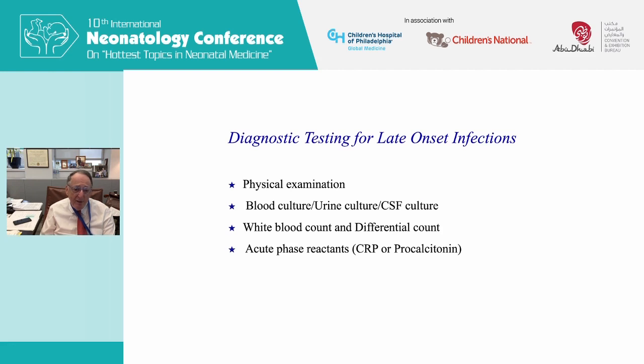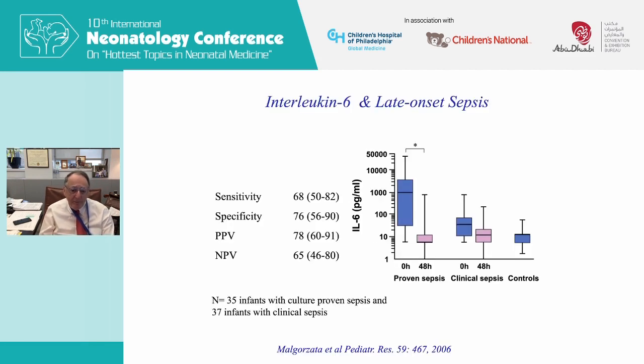And when you're concerned, you get a blood culture, urine culture, usually because these are late onset infections, and a CSF culture, not routinely, unless the baby is not responding to usual antibiotic therapy or there's a positive blood culture. And then we get laboratory testing, not uncommonly white count and differential count or acute phase reactants, C-reactive protein or procalcitonin.